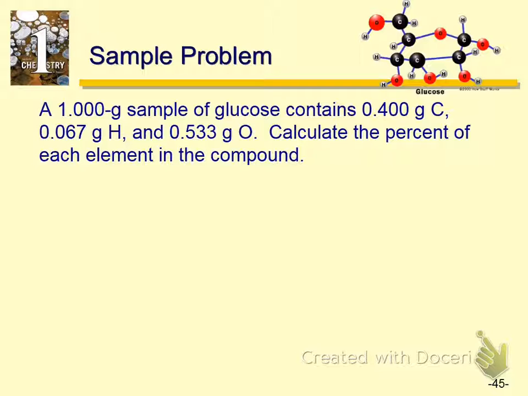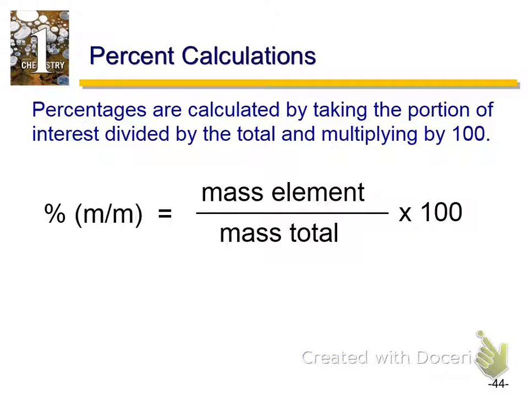Here, if we're trying to calculate the percent by mass, we need to know the grams of the element that we're interested in versus the grams of the total. Grams over grams. And then we're going to multiply by 100 and end up with a percentage.